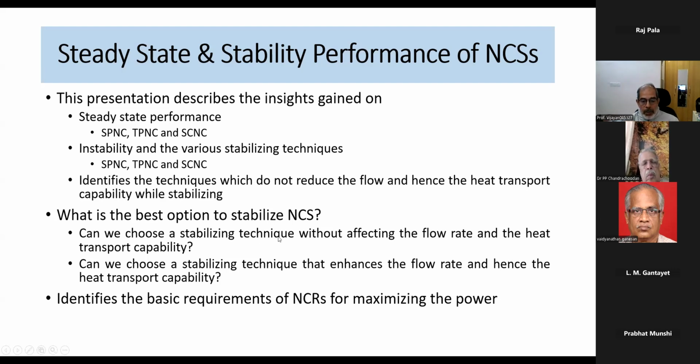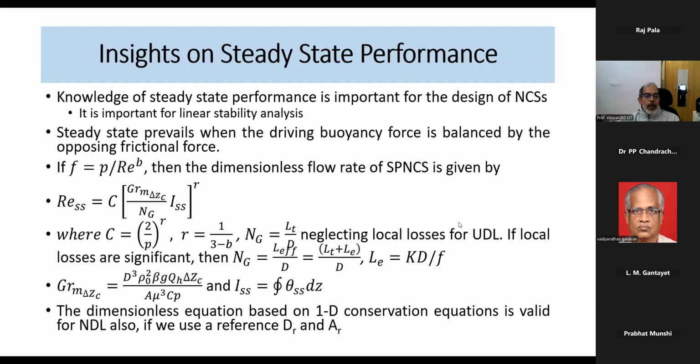Now the question is, what is the best option to stabilize a natural circulation system? Can we choose a stabilizing technique without affecting the flow rate and the heat transport capability? Or can we choose a stabilizing technique which can enhance the flow rate as well as the heat transport capability? Both are possible, and that is what we are going to show. And then this goes on to identify the basic requirements for maximizing the power.